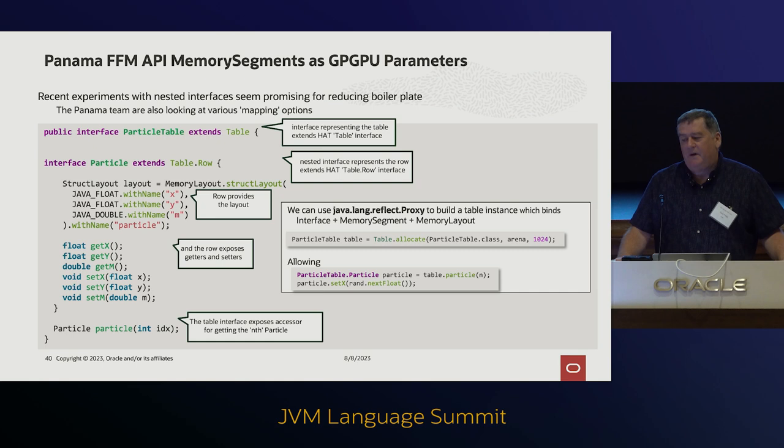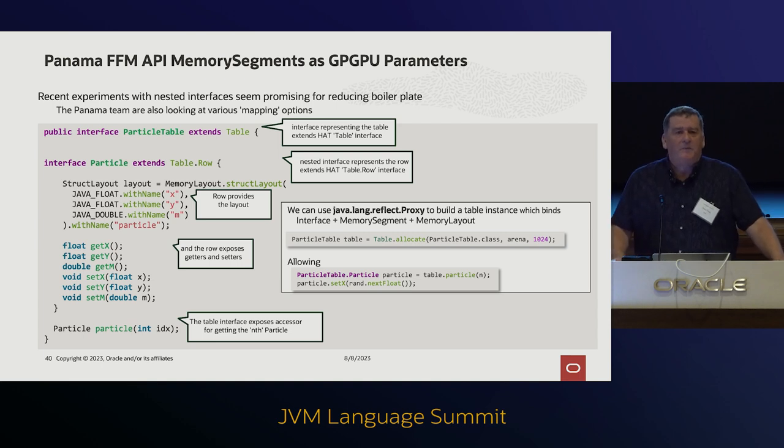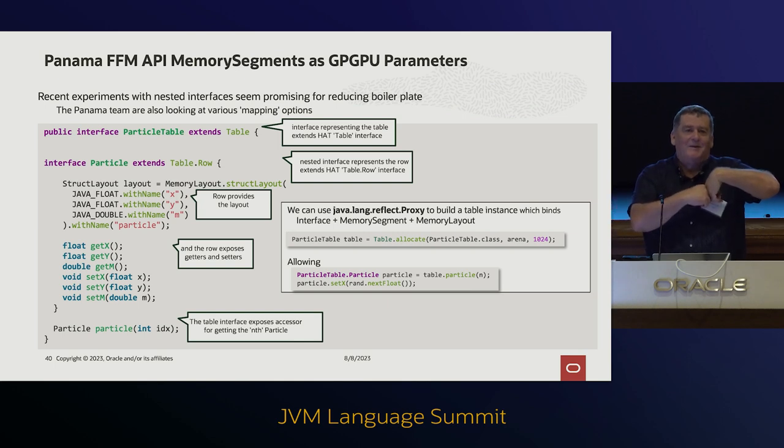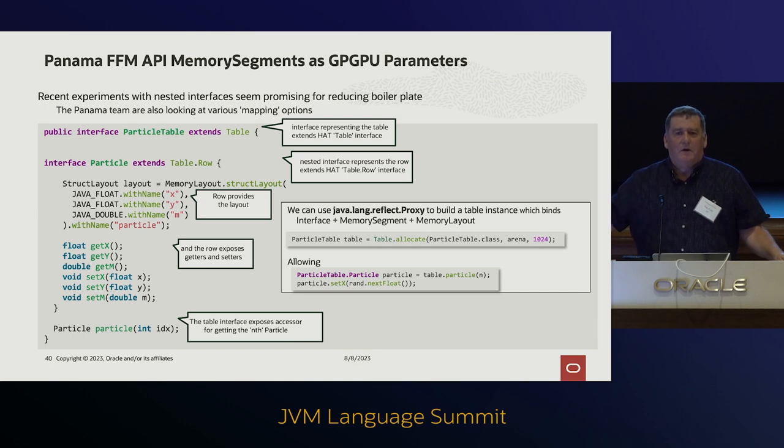I actually did this using interfaces, which has proved pretty successful for me. I nest interfaces that map onto my data. This is a table of particles, so it's a list of particles. I create an interface for the table. I create an interface for the particle. I put the layout inside the inner interface, and I put getters and setters on the interface, and then I use proxy to spin up an implementation of this, which ties all the var handles together, so that I just end up with an instance that I can call the getters and setters on to actually get in there.